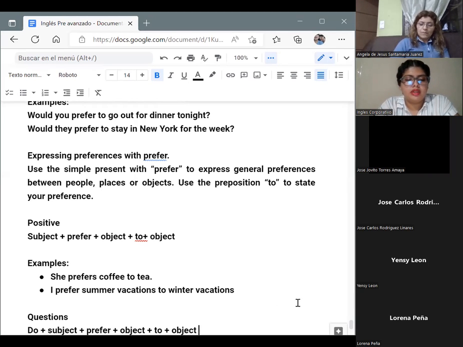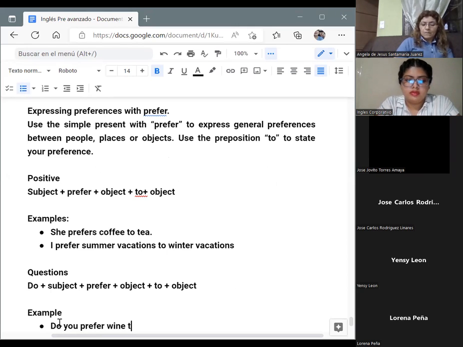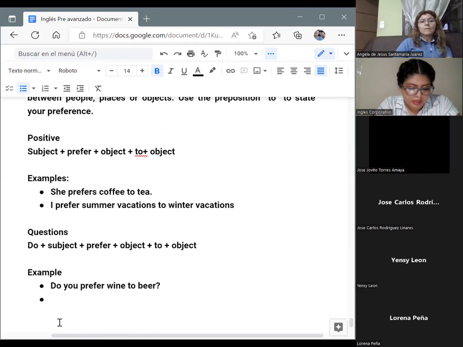And I'm going to write an example because it's time to end the session. So we're going to see the example and we're going to end this session number two. Do you prefer wine to beer? And the second one, does she prefer New York to Chicago?